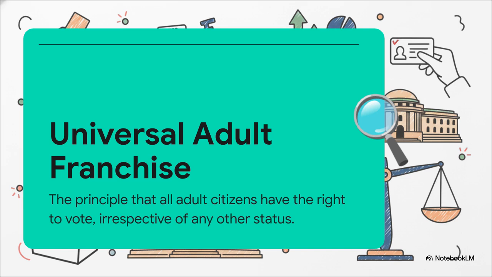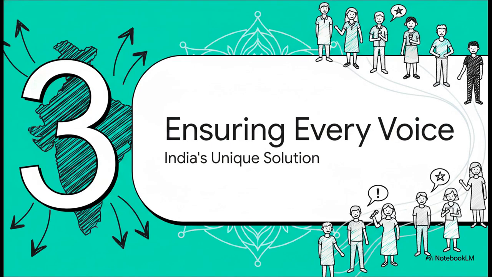But no matter what system we're talking about, it all stands on one single powerful idea: universal adult franchise. You have to know this term. It simply means every single adult citizen, no matter their caste, religion, gender, anything, has the right to vote, and every vote is equal. It's the engine of our democracy. Okay, which brings us to our third section.